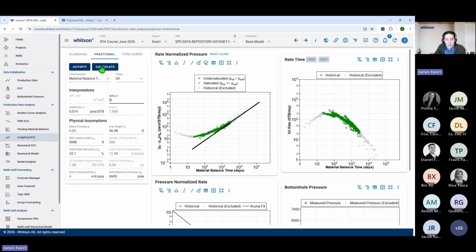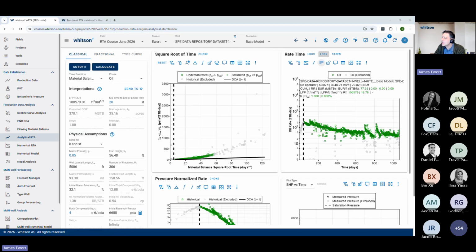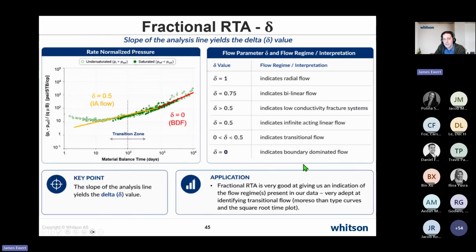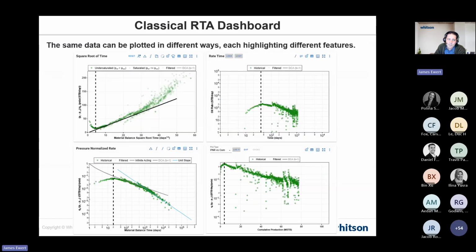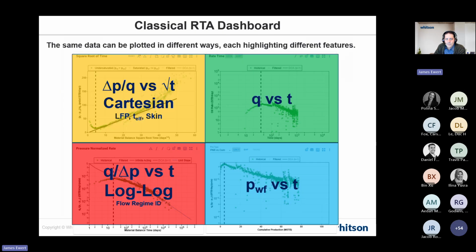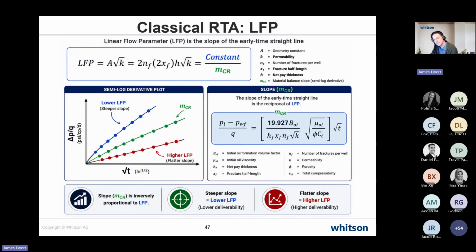Now, finally, we have classical. Classical is still used, although a lot of times numerical RTA is the go-to, but let's talk about classical. Okay, so I'm looking at the top left plot that we have. This was the way that we analyzed unconventional wells for many years before numerical RTA got a foothold in how we do things now. And so out of all of the analytical RTA plots, this is probably the one that I use the least. I always use type curve. I always use fractional. Sometimes I'll use the square root time plot.